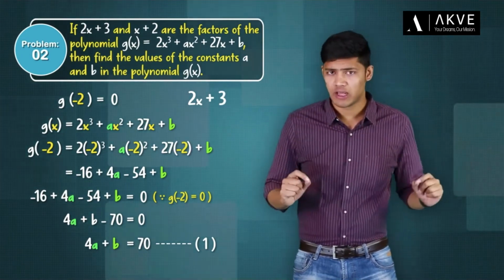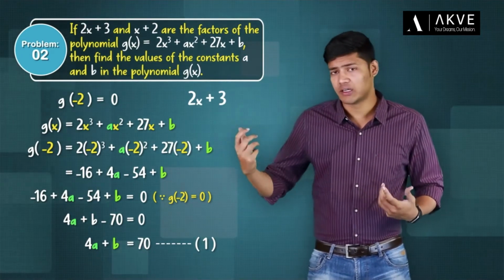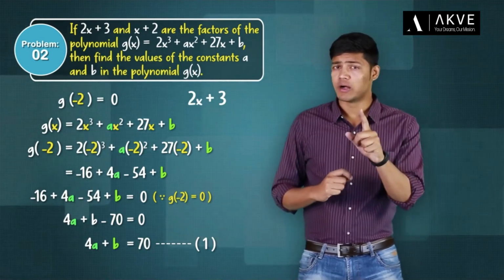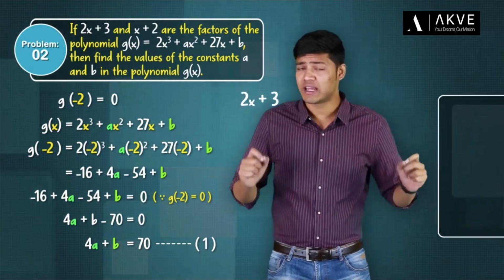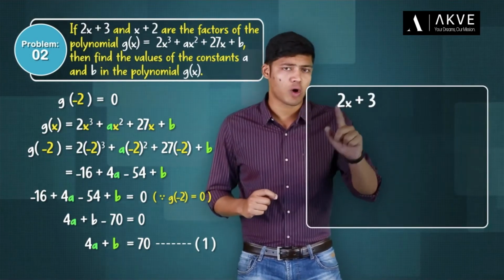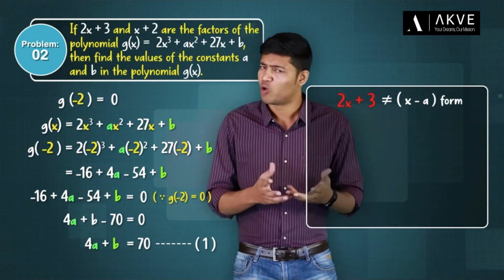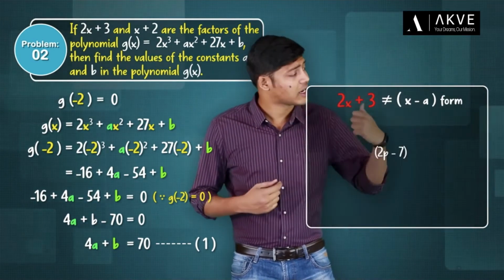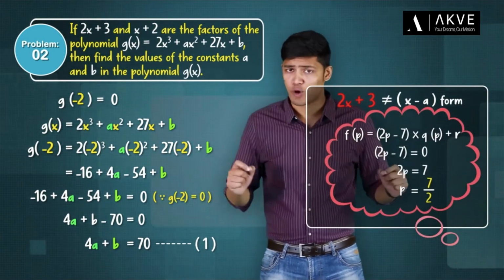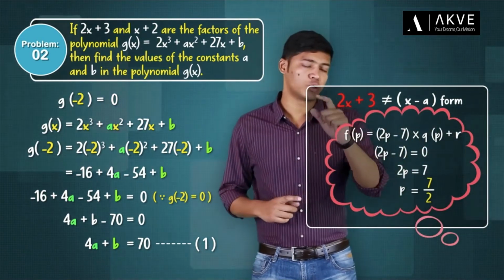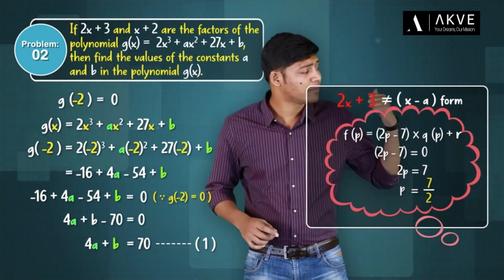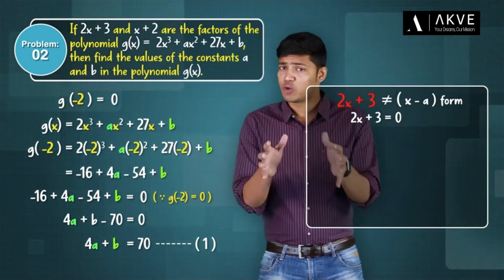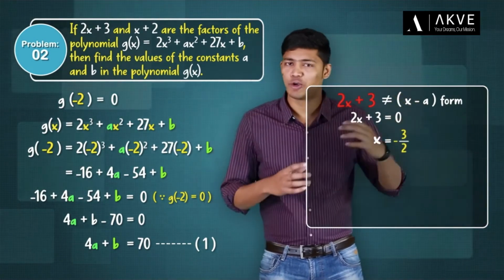Now, in the same way, we will make use of another factor to find another equation in terms of a and b. But this factor 2x plus 3 is not exactly in the form of x minus a. So, what do we do now? We will follow the same approach that we followed in our first problem. In the first problem, we made the divisor term equal to 0. So, similarly, we will make the divisor term 2x plus 3 equal to 0, which will give us x equals minus 3 by 2.